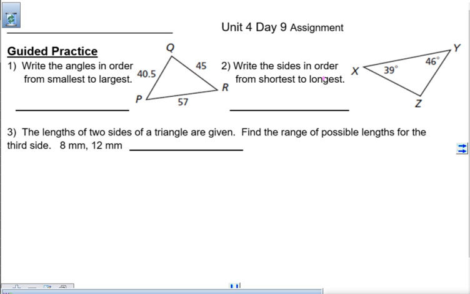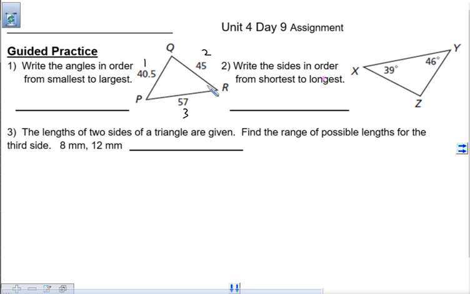Now onto the guided practice for inequalities in triangles. So on the first one, we want to write the angles in order from smallest to largest, which again means we need to order our sides in order from smallest to largest. So our smallest side is PQ, our middle side is QR, and our longest side is PR.